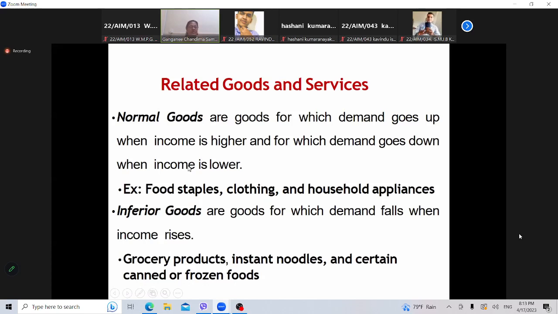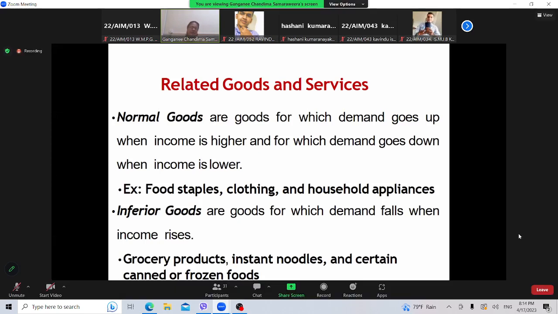Normal goods means goods for which demand goes up when income is higher. Demand goes down when income is lower. Okay, that is normal goods. But inferior goods means goods for which demand falls when income rises. Inferior, you should remember this good, okay?